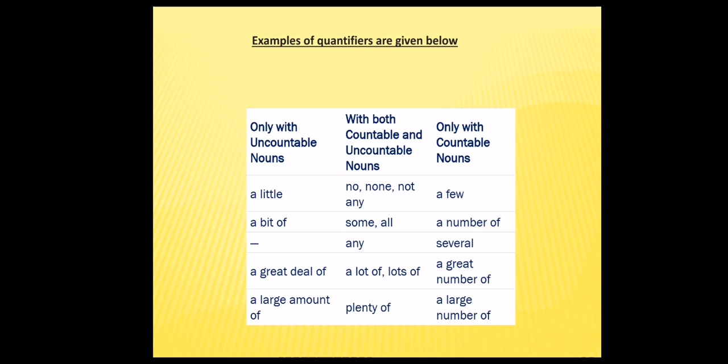Second, we have those used with both countable and uncountable nouns: no, none, not, any, some, all, a lot of, lots of, plenty of. Next, only with countable nouns: a few, a number of, several, a great number of, a large number of.